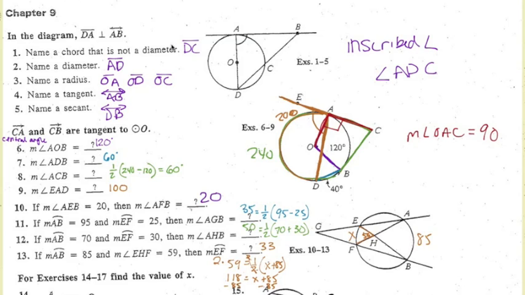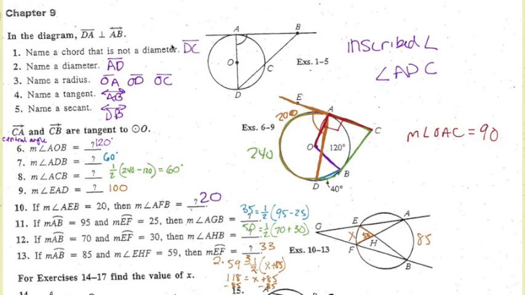11 and 12, you mean? Yeah, that's it. On 11, guys, the angle AGB was outside of the circle. Outside our rule says subtraction.